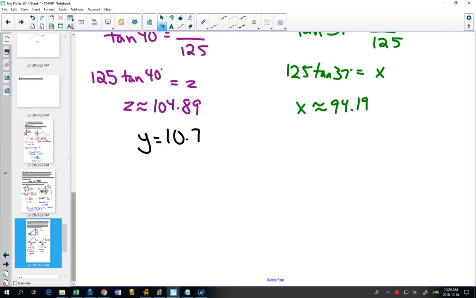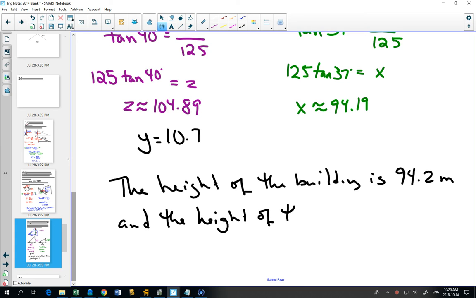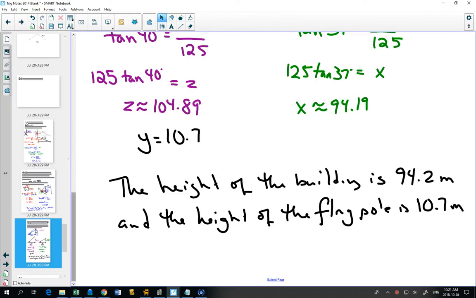It's a word problem, so we should write a statement. Does it tell us what we need to round to? No, so you get to choose. But it says find the height of the building and the height of the flagpole. I'll round to the nearest tenth. But we were given units, so we should have our units in our answer. The height of the building is 94.2 meters, and the height of the flagpole is 10.7.